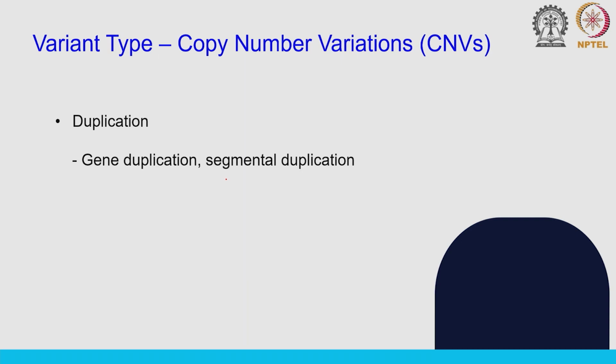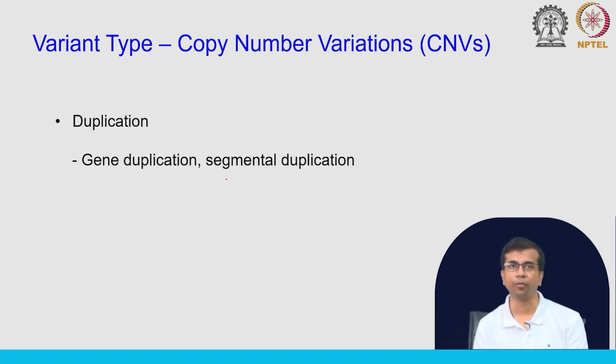So, we have something called duplication. Now, this duplication can be gene duplication, where a gene is duplicated, meaning it is supposed to be present in one copy, but instead it is present in two copies. Okay. So, this is what we call gene duplication, or you can have segmental duplication. So, what does segmental duplication mean? It involves multiple genes or a larger region of the genome that is duplicated, okay, instead of a single gene.